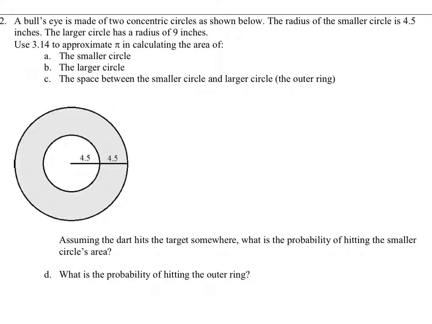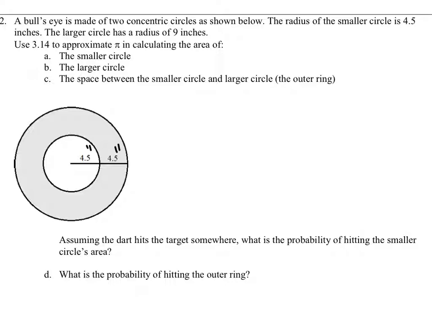A bullseye is made of two concentric circles as shown below. That just means that there's a circle in the circle. The radius of the smaller circle is 4.5 inches, so we can label that. And then we've got another radius. The larger circle has a radius of 9 inches.